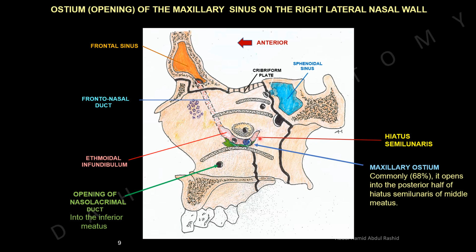So this is the hiatus semilunaris. The maxillary opening is in the posterior half of the hiatus semilunaris in about 68%. So this is the inferior meatus. Another opening is here. This is the opening of the nasolacrimal duct. Just now we saw this one in the base of the maxillary sinus, anterior to the maxillary opening.